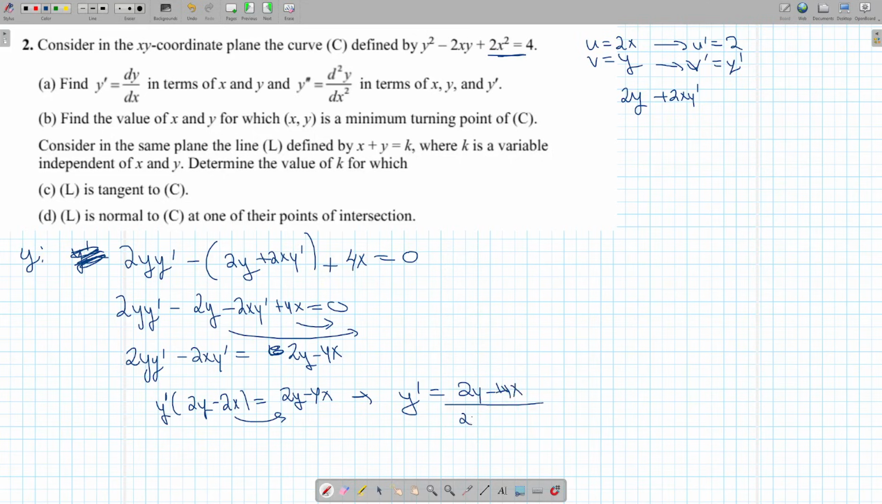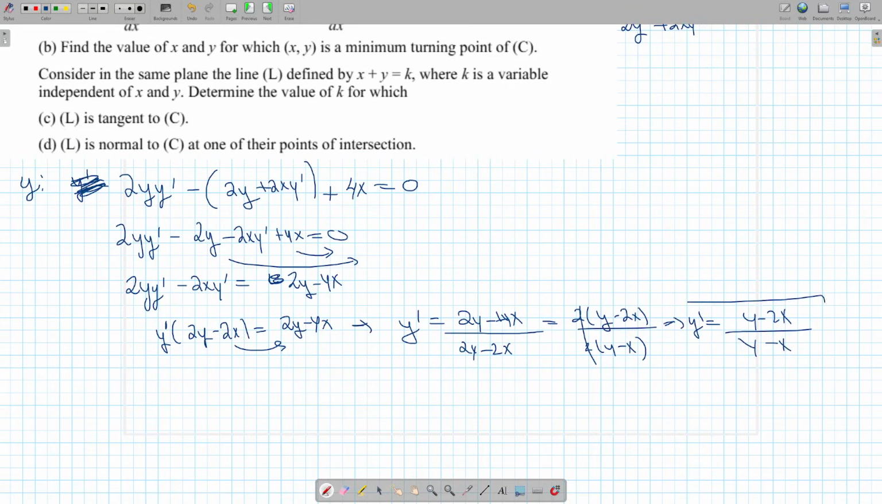over 2y minus 2x. Now we can factor out 2 up and down, so it's going to be 2y minus 2x over 2y minus x, and you're going to get that y prime finally is equal to y minus 2x over y minus x. Anyways, so we reached y prime as this.